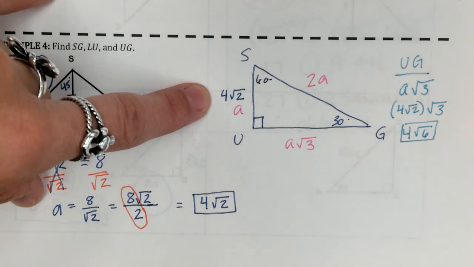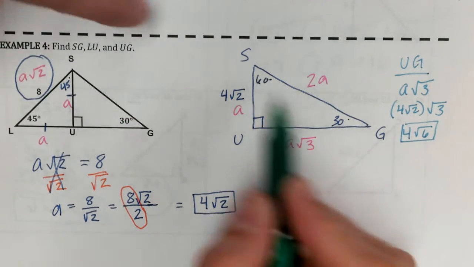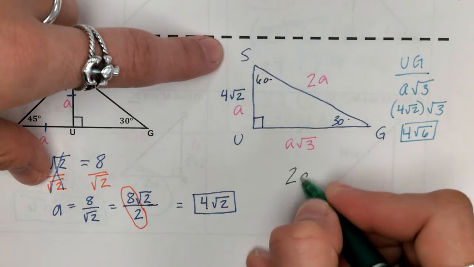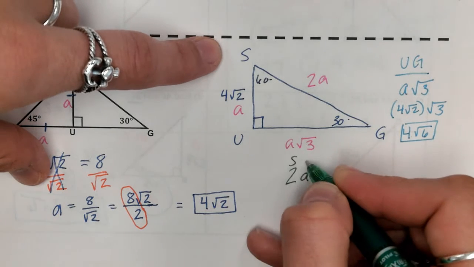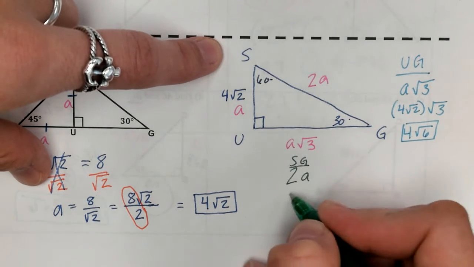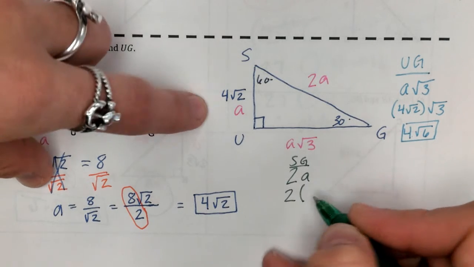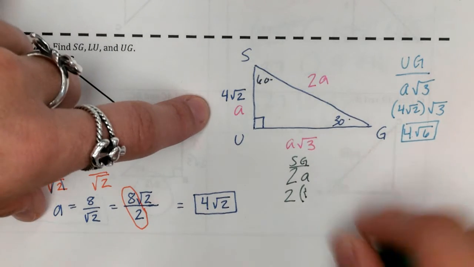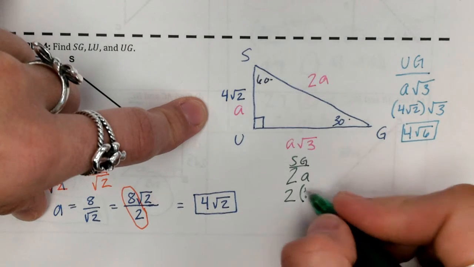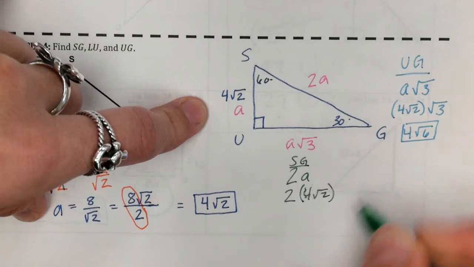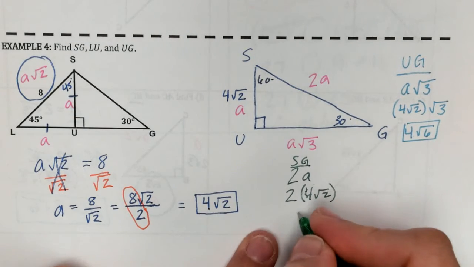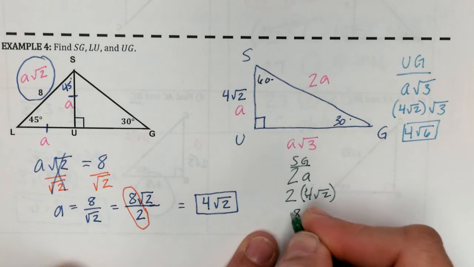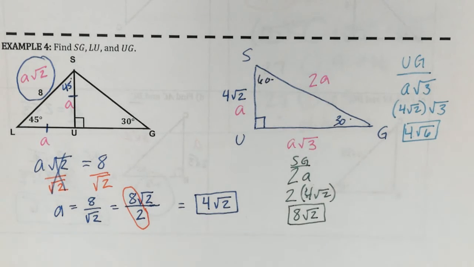When we solve for SG over here, we have our 2a. We're going to do the exact same thing. We're just going to substitute in. We're going to remove the a, and we're going to put in that 4 square root of 2. Here, we're going to multiply the 2 and the 4 to get 8 square root of 2. And that's all we do for that one.